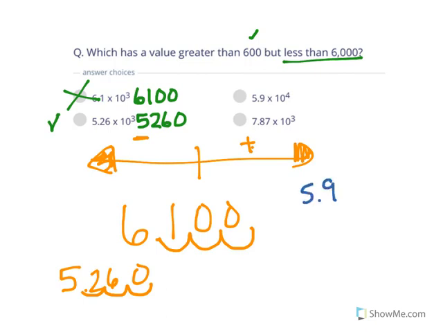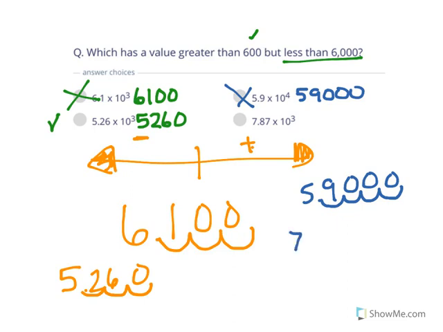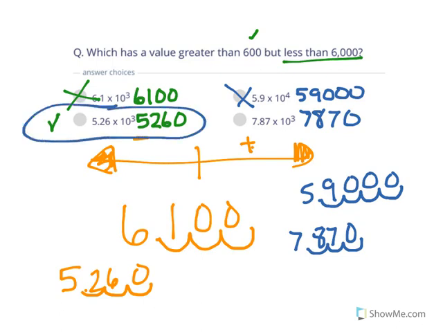5 9/10, but I move it 4 times. 1, 2, 3, 4. Whoa, wait a second. That's 59,000. That's definitely greater than 6,000, so that's wrong. And then I have 7 87/100ths. So I'm going to move it 3 times. 1, 2, 3. I think this is no good. 7,000 is greater than 6,000. So that must only mean this is my answer.